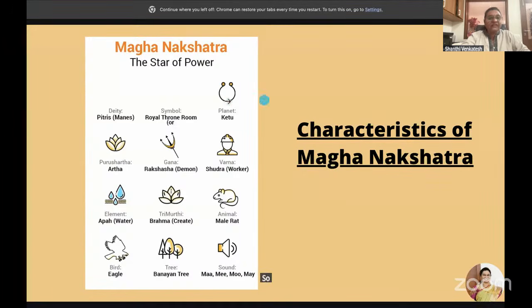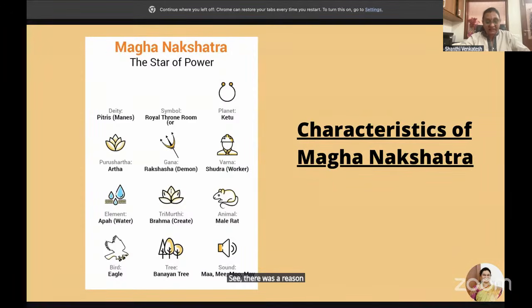So the deity is Pitrus. The symbol is a royal throne, and Gana is Rakshasha Gana. Animal is male rat. So you would have heard the story of Bhagiratha. This is something connected with Magha Nakshatra. If you heard the story of Bhagiratha, who was successful in bringing goddess Ganga to the earth, why did he bring goddess Ganga to earth?